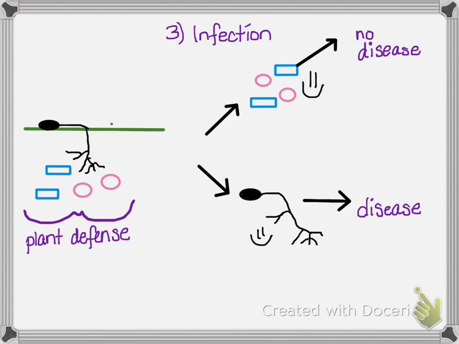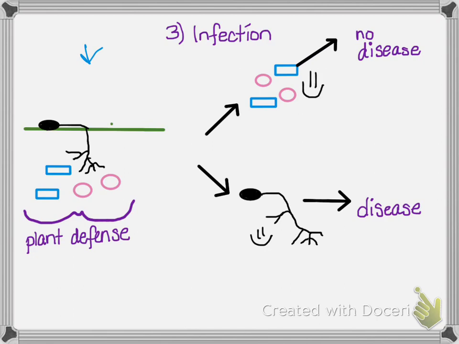Next, we have infection. Once the pathogen has penetrated or entered the plant, it must infect the plant so that the pathogen can acquire food. Now, just because the pathogen penetrates the plant does not mean it always successfully infects it. So let's take a look here on the left side of the screen first. The plant will mobilize its defense system, and the pathogen must overcome these defenses in order to successfully infect the plant.